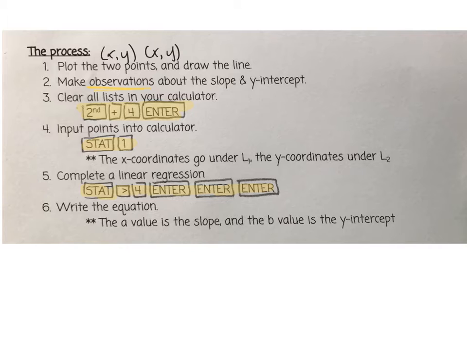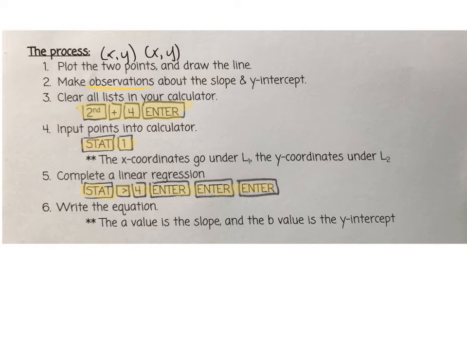So we're going to make a list of our points. So we have to clear that. And you do that by hitting the second, then plus, then 4, then enter on your calculator. Okay, and we're going to go through this together, but I just kind of want to let you know what's going to happen. Okay, then we're going to input our points into our calculator.